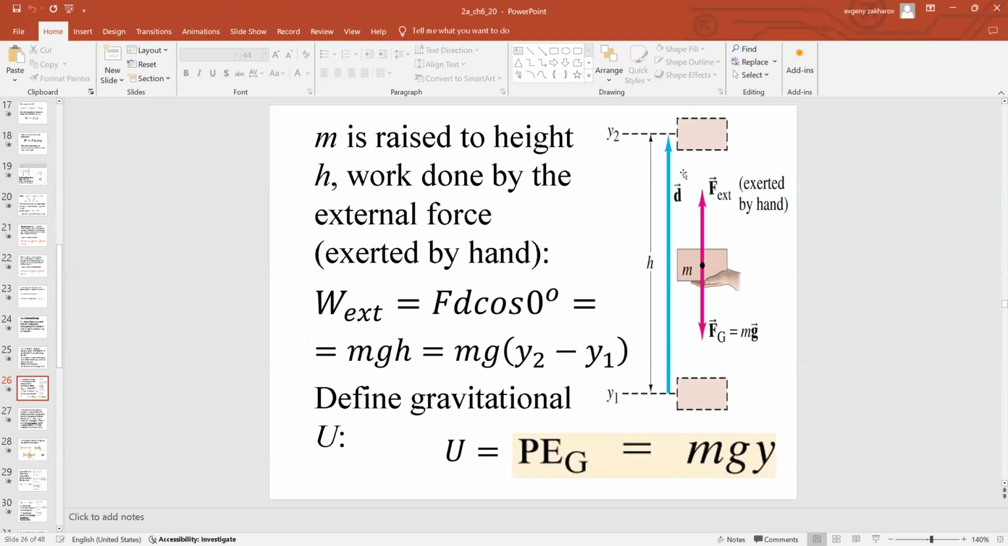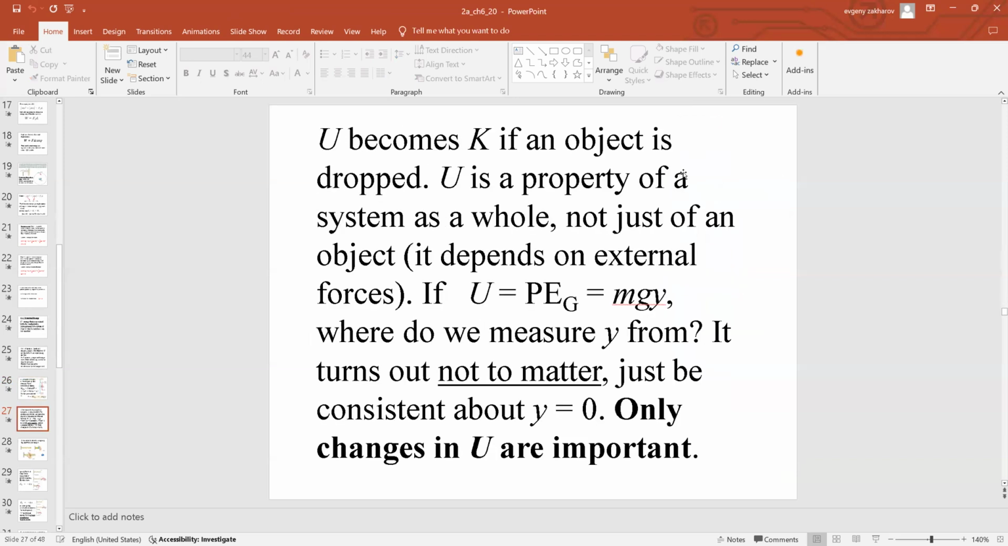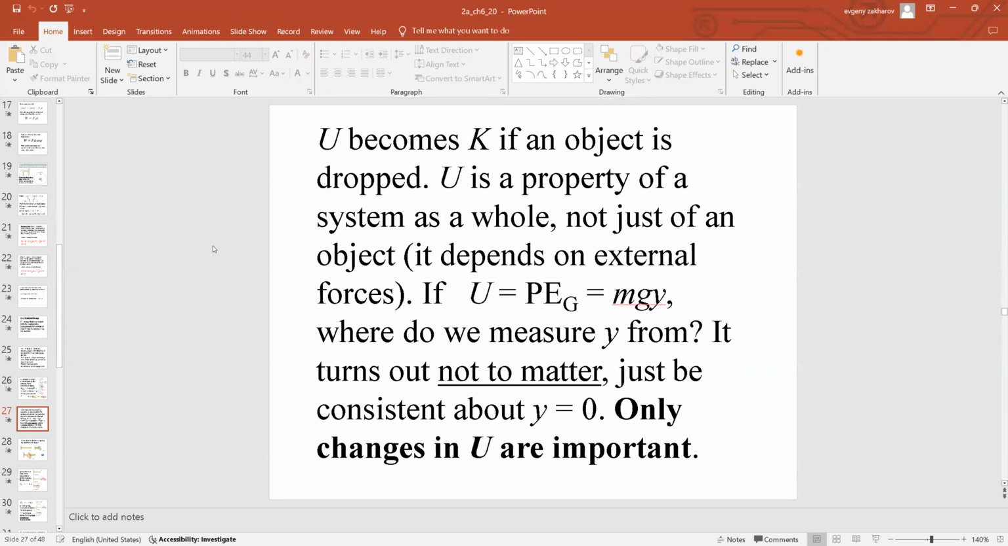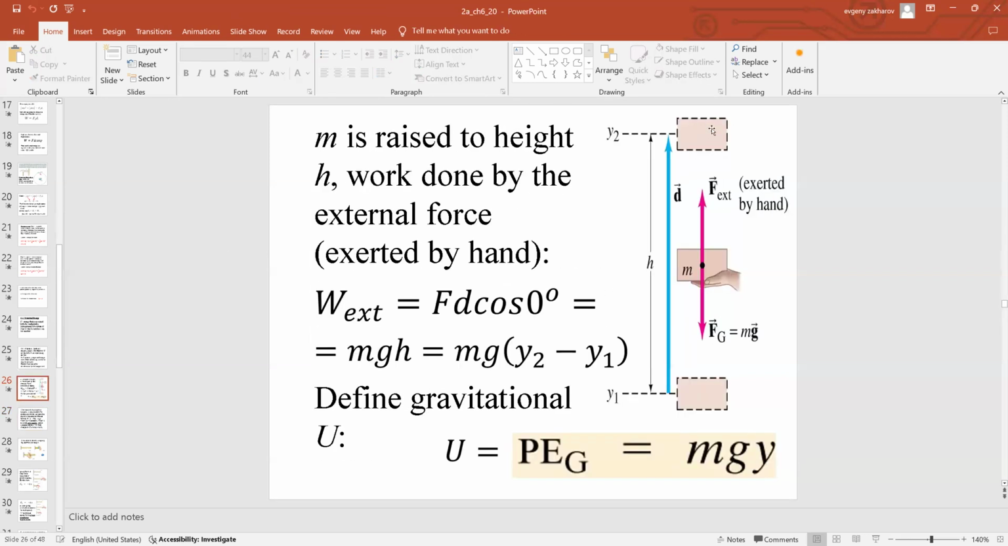So if you let go of that object, then your gravitational potential energy will be transformed into energy of motion, kinetic energy, right? You hold this object and then you let it go. So all that gravitational potential energy starts converting into energy of motion. The object will start falling. That means increase in motion, increase in kinetic energy.